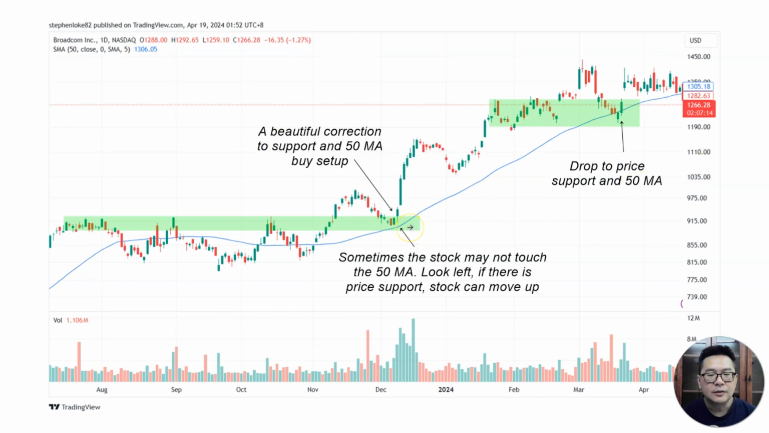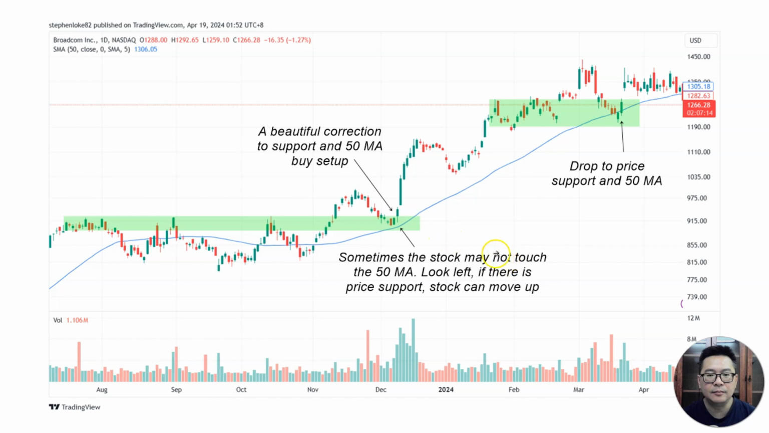One of the things you will realize as you look at the 50 MA is that sometimes the stock may not touch the 50 MA. For example, here the stock went up, corrected, and right near the 50 MA, it goes up. It didn't even touch the 50 MA, but a lot of people were anticipating, and those who know that this is a support area.